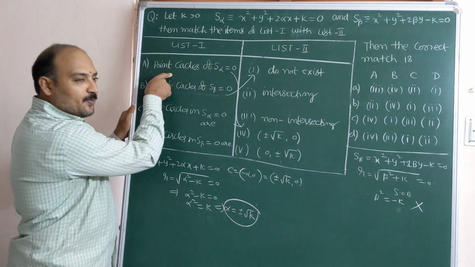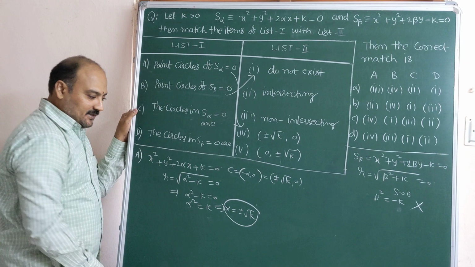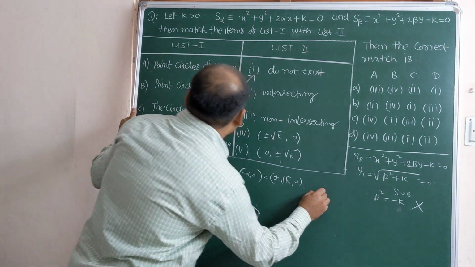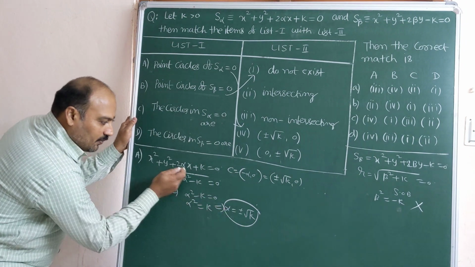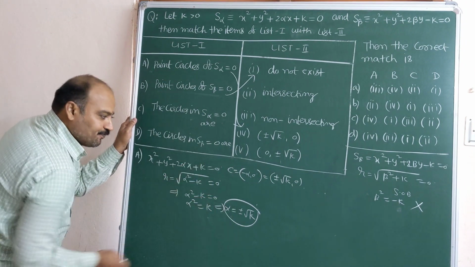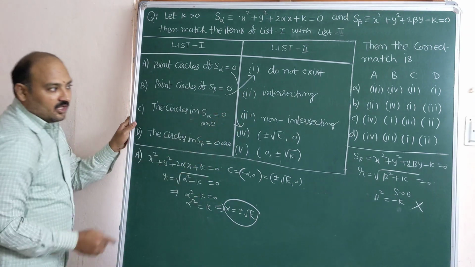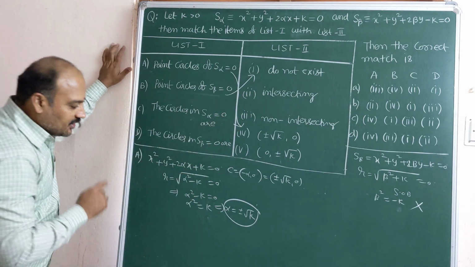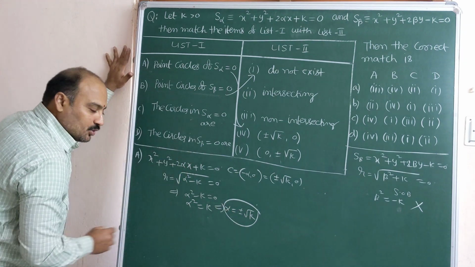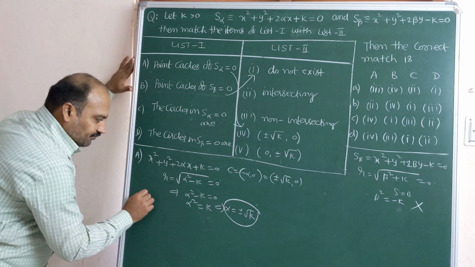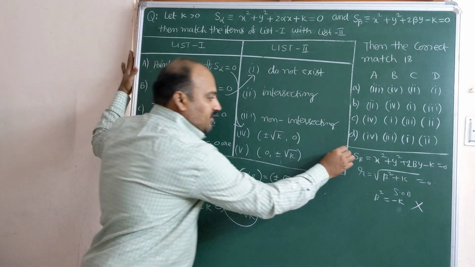Now come to the circles in S alpha equal to 0. S alpha equal to 0 means point circle, no? So point circle means do not intersect. Even intersecting is also possible, once you check that. Alpha equal to plus or minus root k, if you substitute. X square, 3 option, this is B option, no? B1.